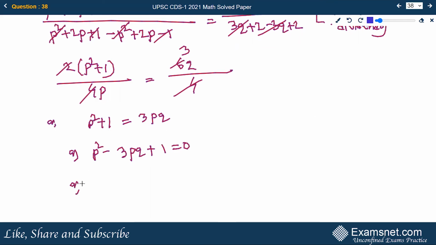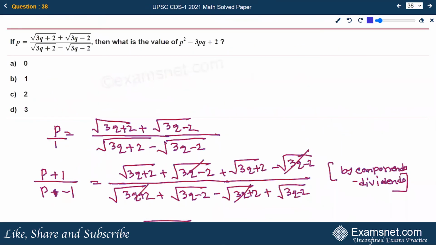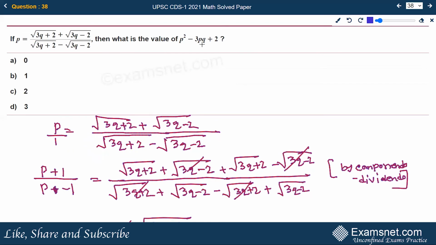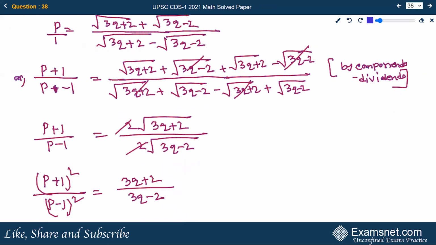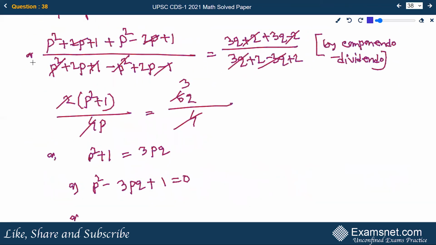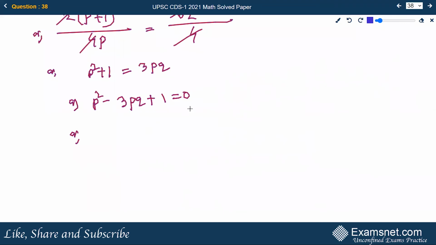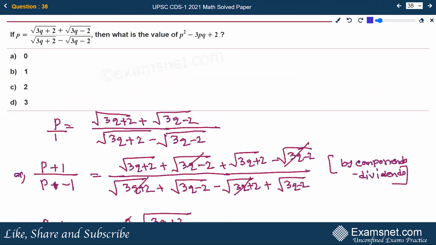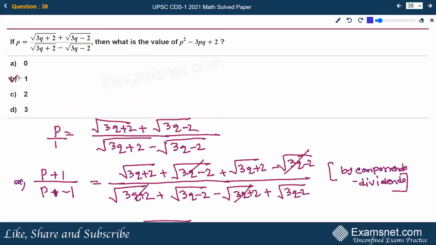Okay. To match with the given options, we are asked to find the value of P square minus 3PQ plus 2. So let's match with the given expression. I will write P square minus 3PQ plus 2, that is 1. I add 1 both the side. So P square minus 3PQ plus 2 will give us the value 1. So here option B is the correct answer, 1.